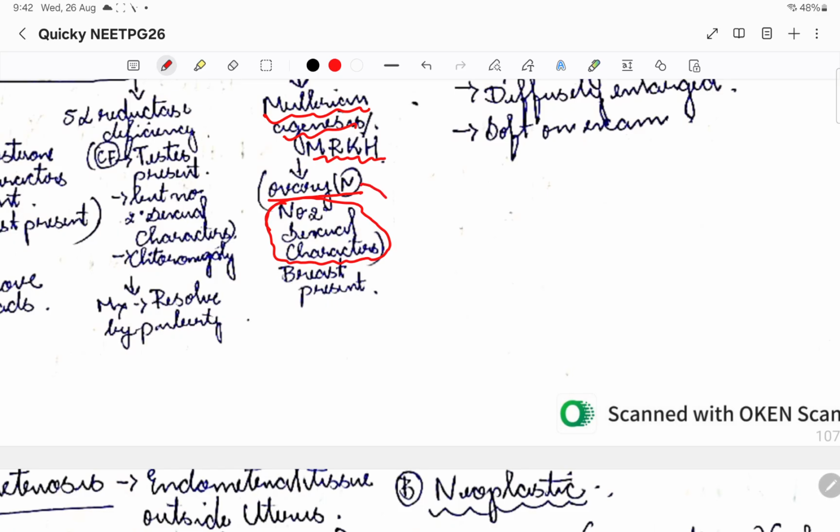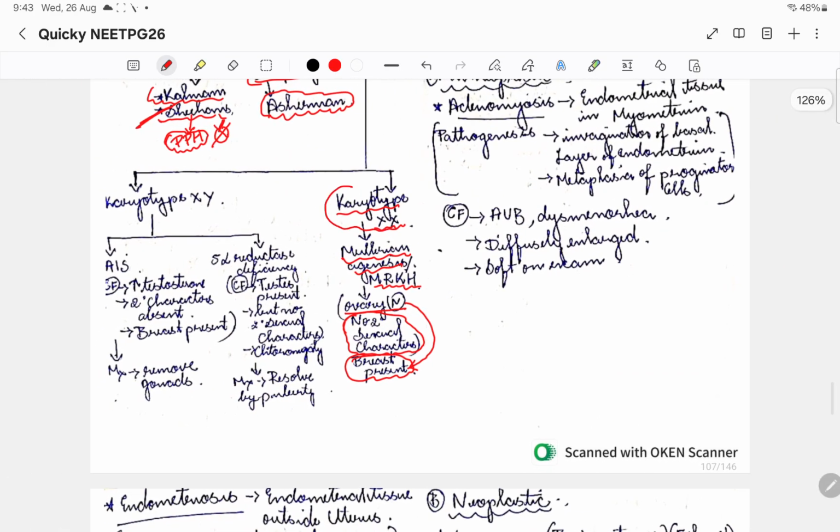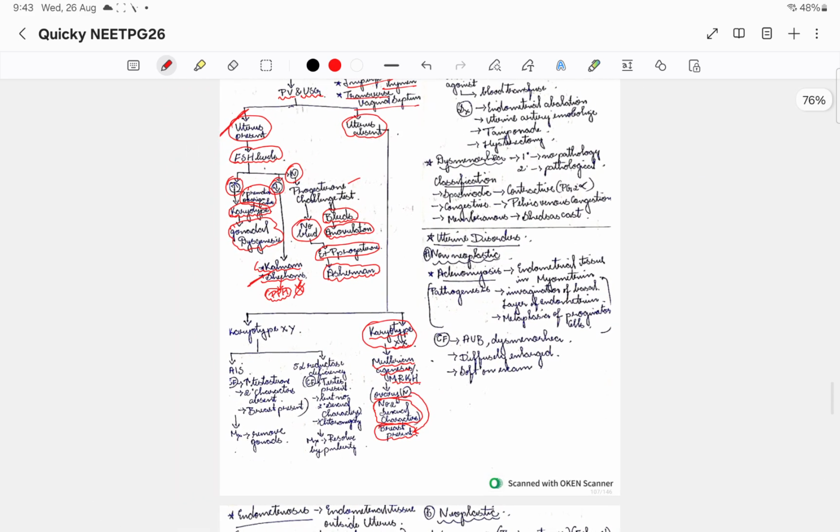So ovary normal means there is normal estrogen also, that is why the breast will be present. The breast and the testosterone are all normal, so the breast will be present in this particular karyotype. This is how they'll give you a case, and you will have to find out in this manner, so you will have to do the investigation by yourself.